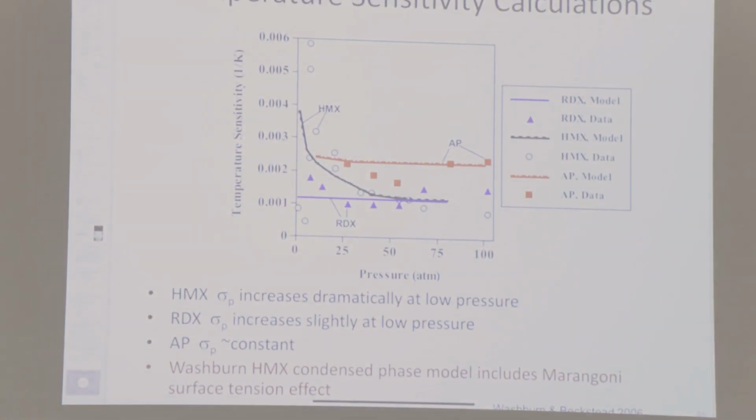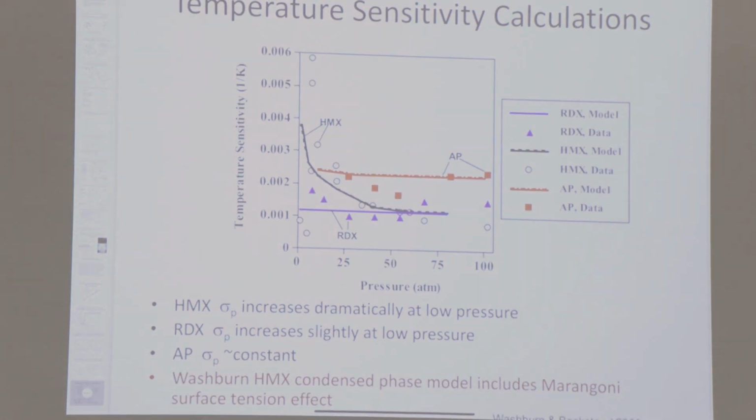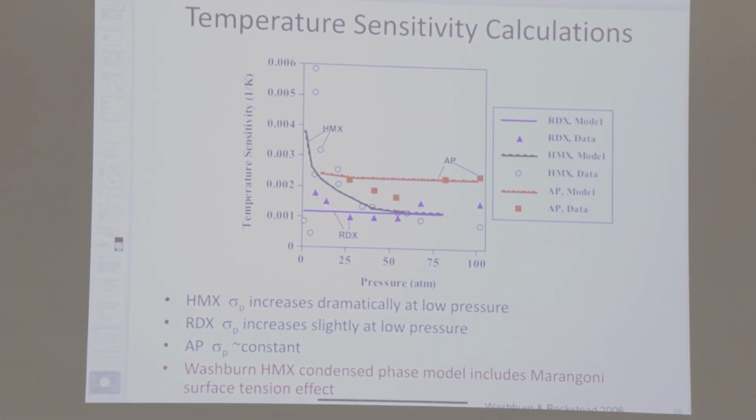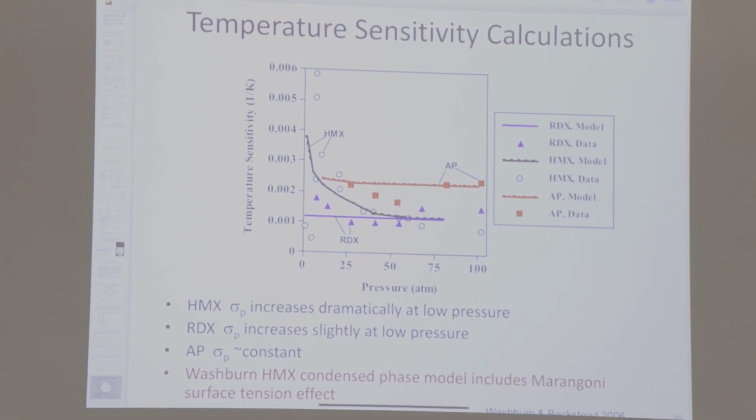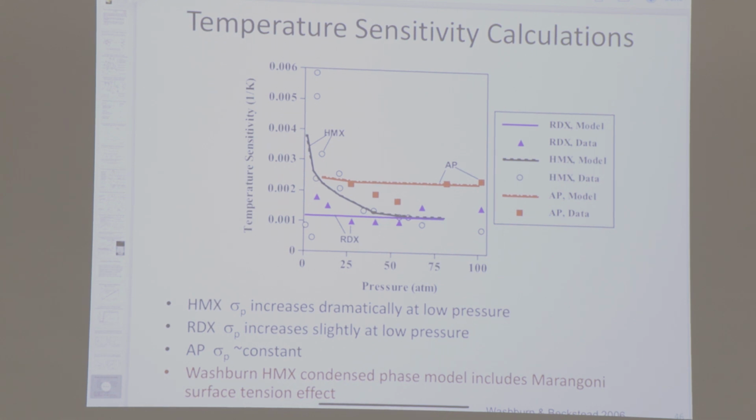And you can see here that in this particular case, modeling of pure HMX, RDX, AP, and generally the symbols are the data that show, in the case of HMX and RDX, the temperature sensitivity goes down with an increasing pressure. In the case of AP, it went down and came back up. Crudely, it's getting close to that type of behavior, but more improvement definitely needs to be made on being able to predict the temperature sensitivity.